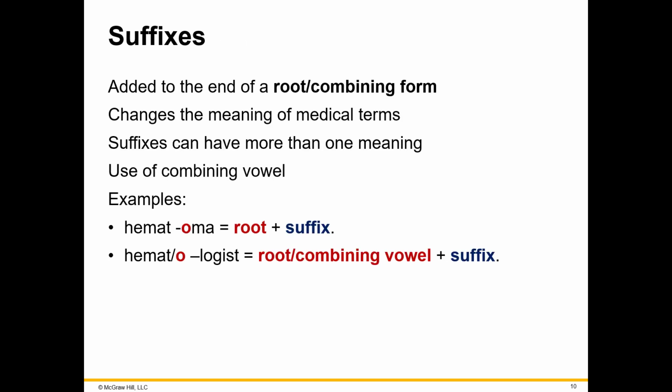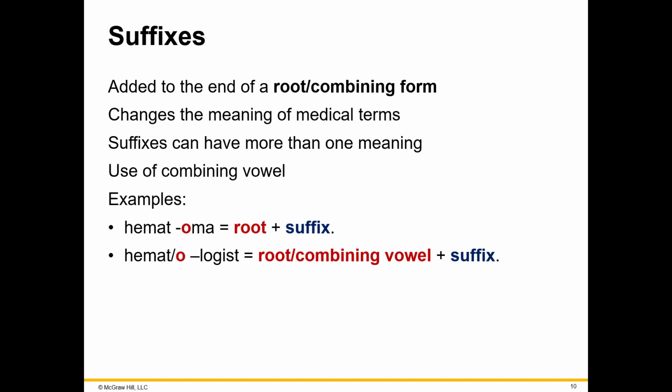Added to the end of a medical term, it can be attached to a word root or combining form. Use of combining vowel with a suffix. If a suffix starts with a vowel, then no combining vowel is needed. For example, hematoma. The suffix begins with a vowel, so no combining vowel is needed.